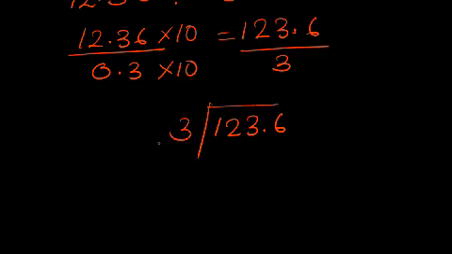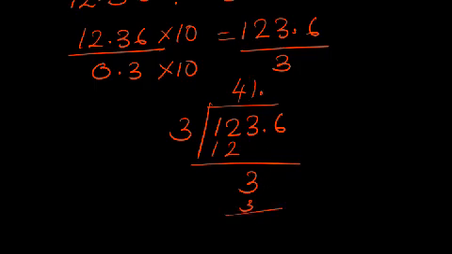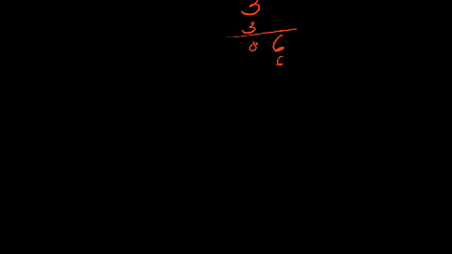Then we can proceed like the first case. 3 times 4 is 12. Then bring down 3. 3 times 1 is 3. Put the decimal point here. 3 minus 3 is 0. Bring down the next digit 6. 3 times 2 is 6. So the answer is 41.2. Okay.